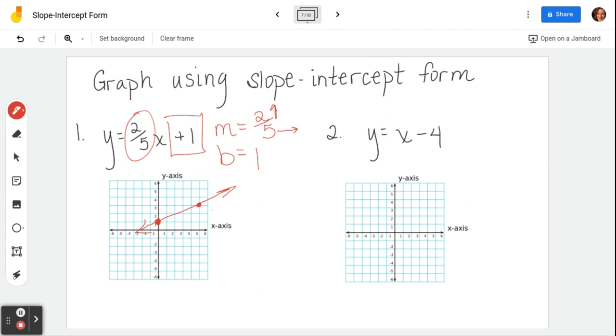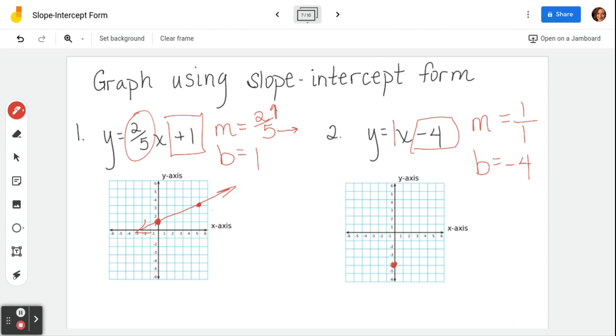Let's look at number 2. My slope is the coefficient of x. I don't see a number there. That means there's a 1. And I always want my slope to be a fraction, so I'm going to put 1 over 1. My y-intercept, in this case, is a -4. Y-intercept becomes your starting point. So I'm going to go down to a -4 on the y-axis and put my starter point.